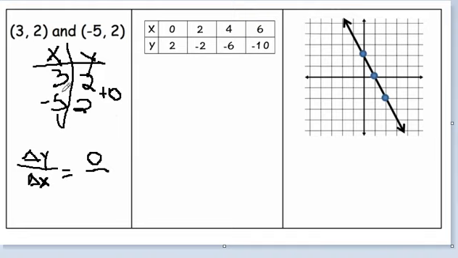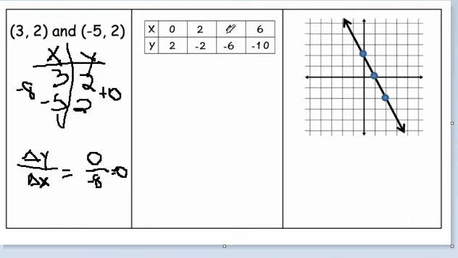What do you do to go from 3 to a -5? Well, 3 plus a -8 is -5. So our change in x values was -8. So we have 0 divided by -8, which is simply 0. Now think about this. The line that has a slope of 0 is just a horizontal line. It just goes through the y-axis.